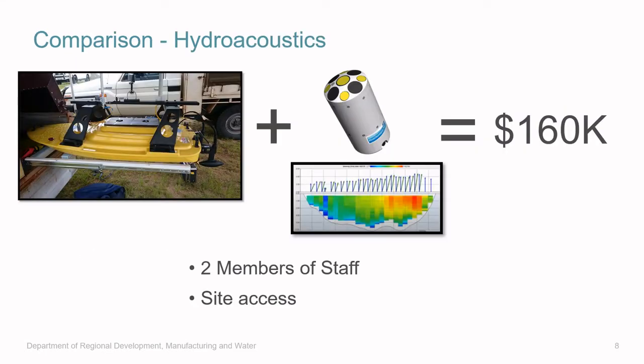So, for example, the Q-boat there, plus an ADCP and some section-by-section software, generally costs in the region of 160,000 Australian dollars. It requires at least two members of staff to operate the equipment and collect a measurement, and of course you've got to be able to access the site.